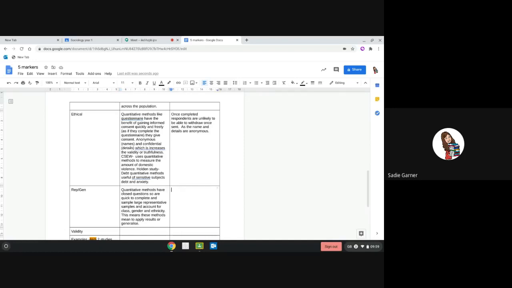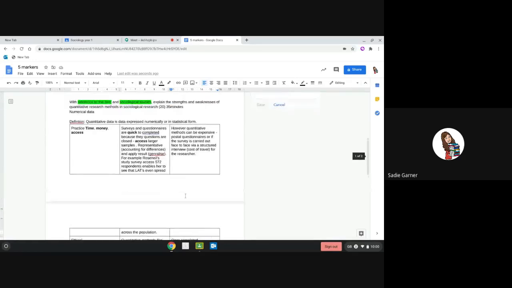However, quantitative methods have a low response rate, which does decrease the ability to represent and apply results. Okay.